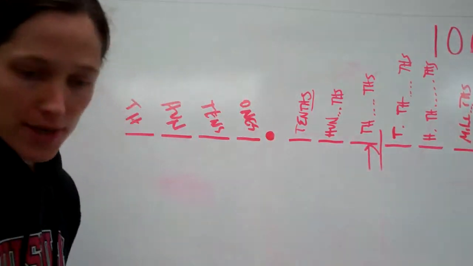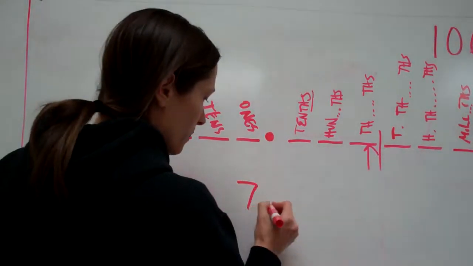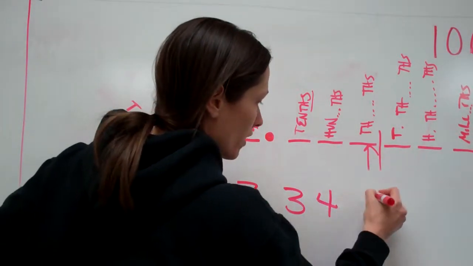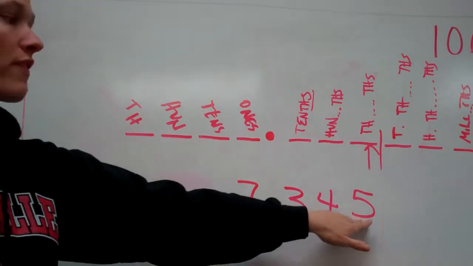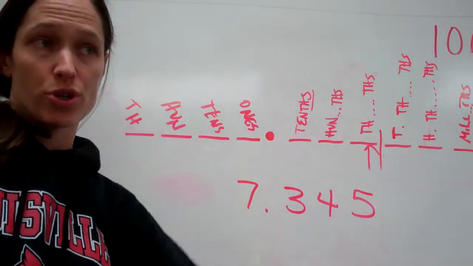If I had the number 7.345, who wants to read that one for me? Go for it, Isabel. 7 and 345 thousandths. Yes, 7 and 345, and it's in the thousandths place where it stops.